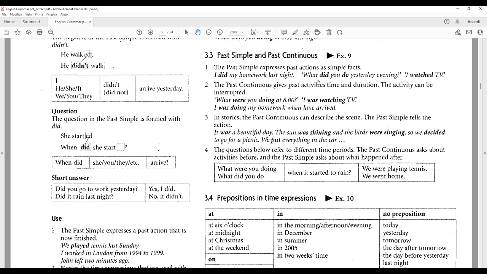What did you do yesterday evening? Che cosa hai fatto ieri pomeriggio? What did you do yesterday evening? I watched TV. Ho guardato la TV. Guardavo la TV. Guardai la TV. Guardate in quanti modi si potrebbe tradurlo in italiano, but in English I watched TV.